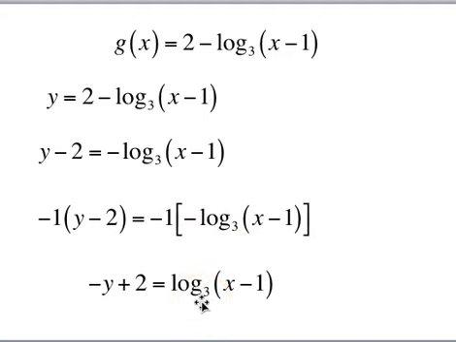Our goal is to create a table of values and then to graph. Can we do that? I want to rewrite this with log base 3 on the left, just a little easier for me to think about.